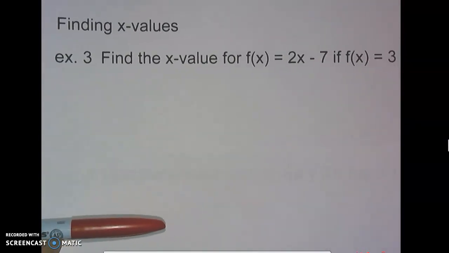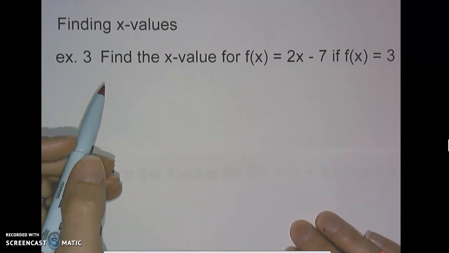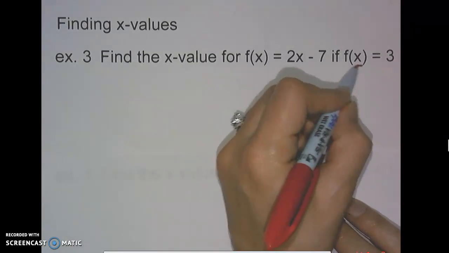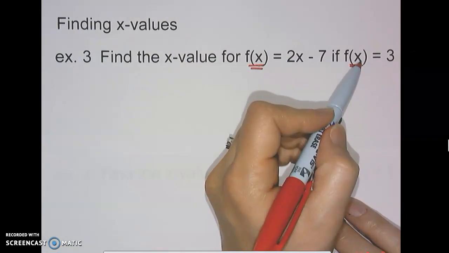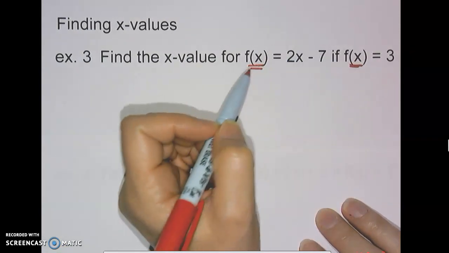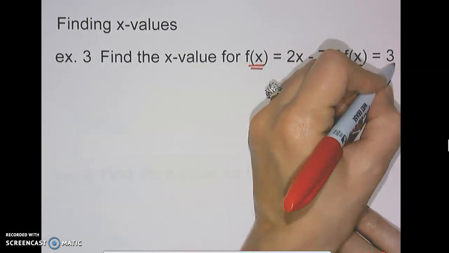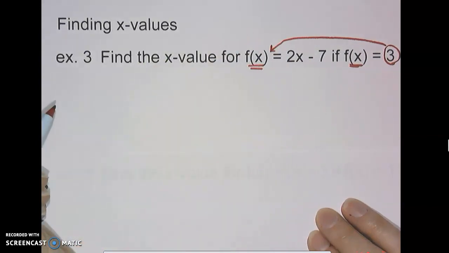The other thing that we can do is work backwards from that, meaning we're going to find the x values, or it doesn't always have to be x, but find the x values. So for these, it says find the x value for f of x equals 2x minus 7 if f of x equals 3. This f of x is the same as this f of x over here. This is not inside the parentheses like it just was before. Since f of x and f of x have to be the same thing, that means we can substitute this 3 in the place of that entire f of x.